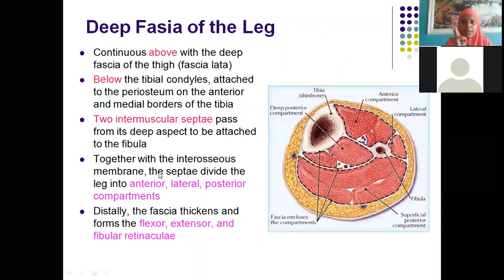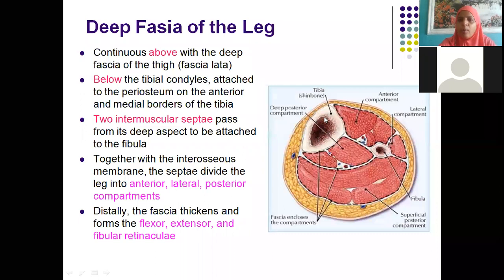Now let us see, how many compartments did we have in the thigh? We have seen three compartments: anterior, posterior and medial. Now see here, the fascia we had in the thigh, we called it fascia lata, isn't it? So what are the two bones we have, beta, in the leg? Now this is the cross section of the leg.